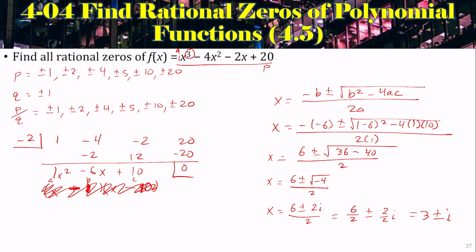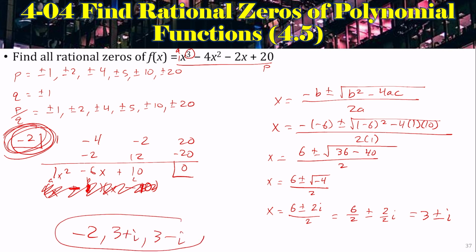So what are the zeros? Well, it's the -2 that we started with, 3 plus i, and 3 minus i. Yes, you need to have the imaginary zeros for the answers also. If you just looked at your graph and you just found the x-intercepts, you would have only gotten the -2. That's why you have to do the synthetic division to get the imaginary zeros.